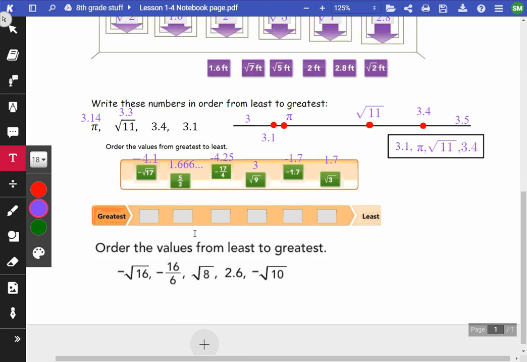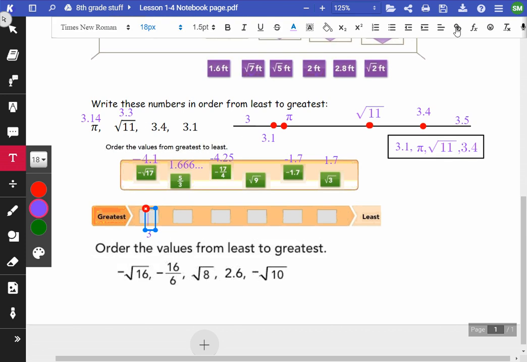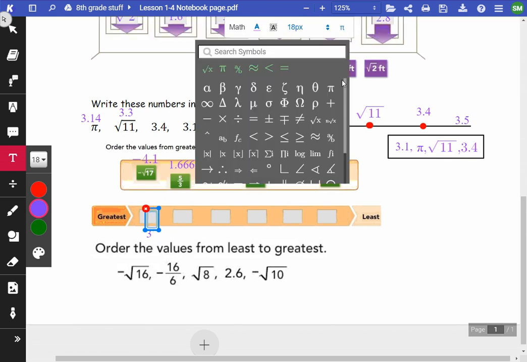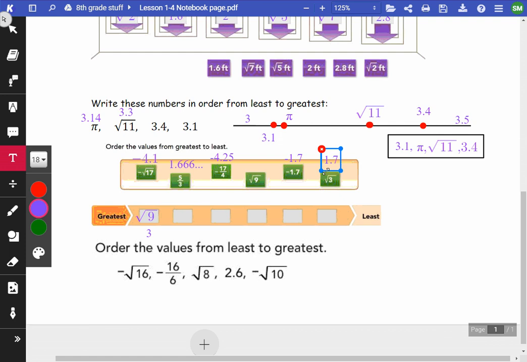Now I need to remember I'm going greatest to least. So I want to look at my positive numbers first. This is negative, this is negative, this is negative. So these lower ones, they're my positive. I got about a 1.7. Ooh, it's actually 1.6 repeated though. A 3 and a 1.7. So what's my greatest one? That would be this 3. I'm going to put it right there. But what am I going to put right here? I'm going to put the square root of 9. Awesome. Okay, next lowest number.